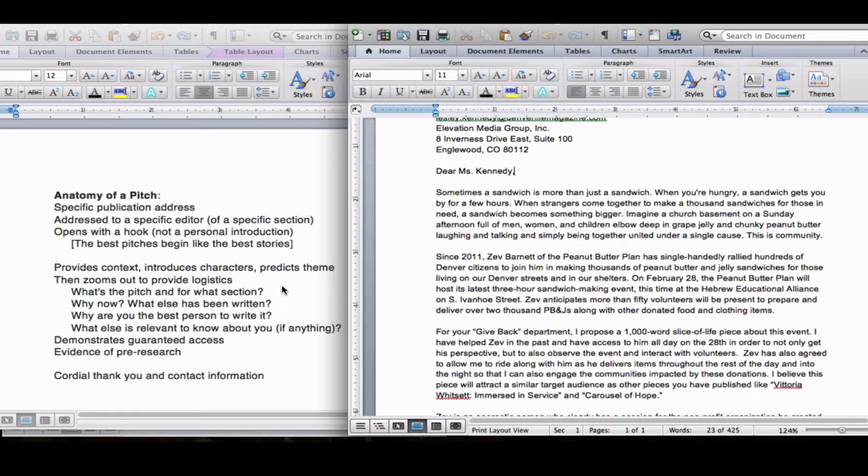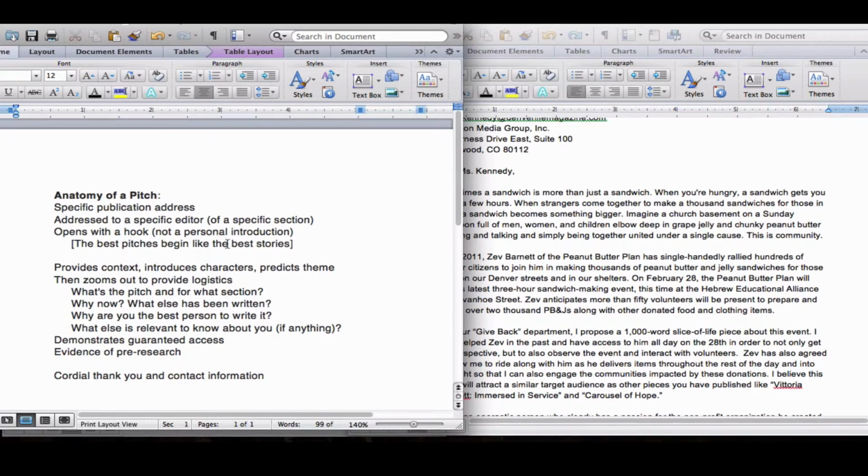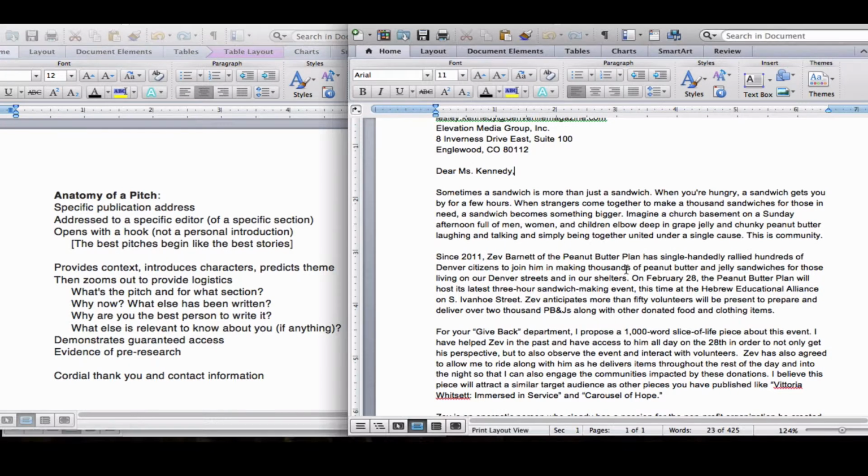The best pitches begin like the best stories, and this is a hook and not a personal introduction. Pitch suicide is you sending an email, just being like, "Hello, my name is so-and-so, and I would like to write some stories for you." You just want to launch in as if you were writing a great story in your pitch. So that's this paragraph.